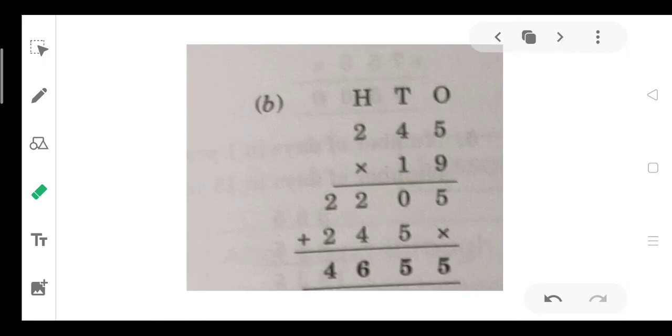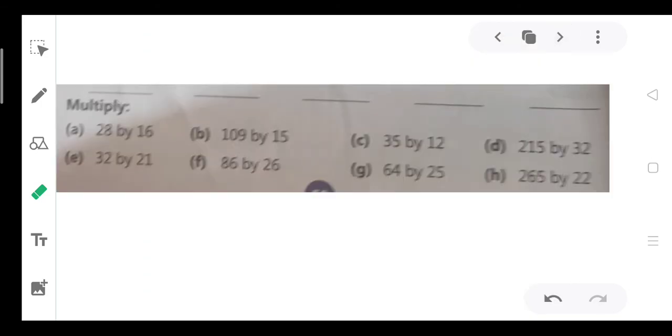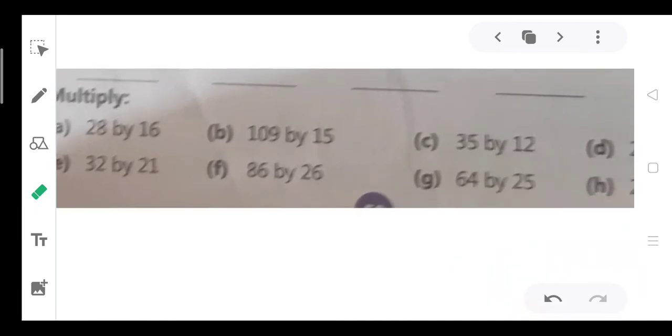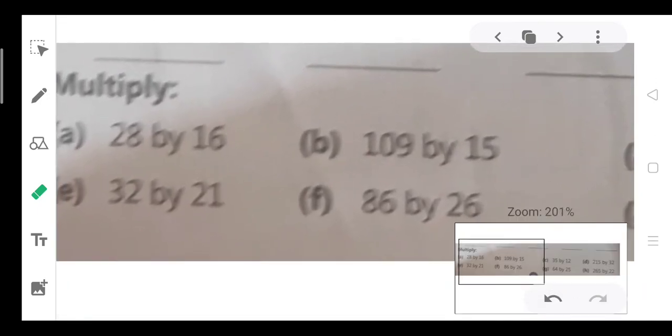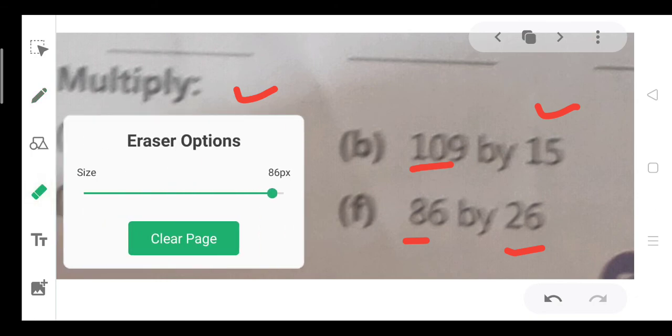This is the B part solution, then C and D parts, and then we come to question number 2. Question 2 is, I am making it more clear for you. Multiply: A part 28 by 16, B part 109 by 15, 32 by 21, 86 by 26. Here the multiplicands are 28, 109, 32, 86 and the multipliers are 16, 15, 21, 26, and what we have to find out is their product.